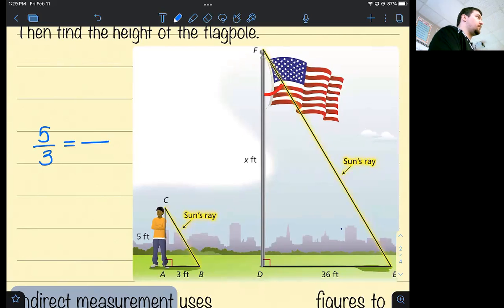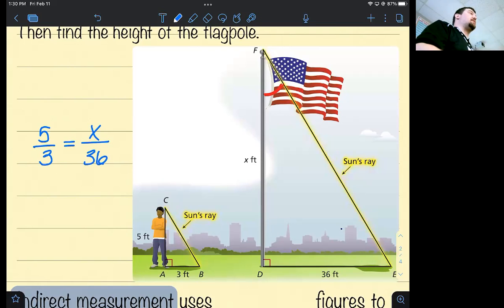So I did height of the child over the shadow of the child. So height of the flagpole, reverse it. You're too far ahead. Height of the flagpole, we don't know it. So what did they call it? X, okay. And then the shadow on the flagpole, 36. Okay, yeah, you're just way too far ahead.